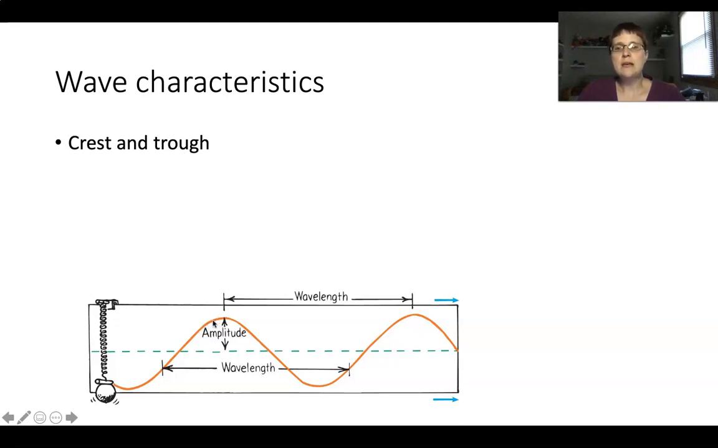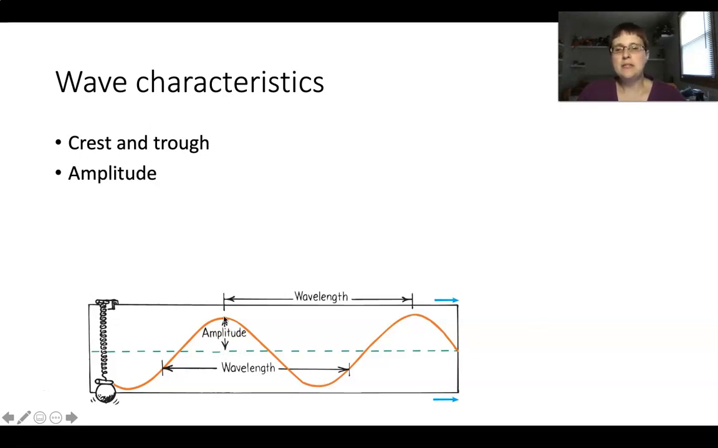So we've got crest. Crest, just like a crest of a hill or crest of a mountain. So the crest is the highest point on a waveform like this. And then trough is the lowest point, just like the trough of a wave out on the ocean. So the trough is the lowest point on a wave.